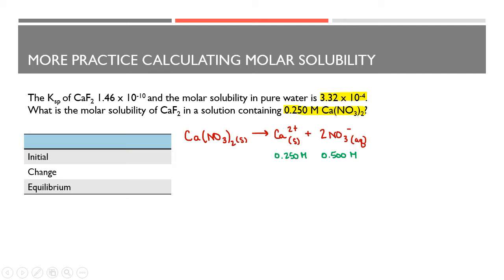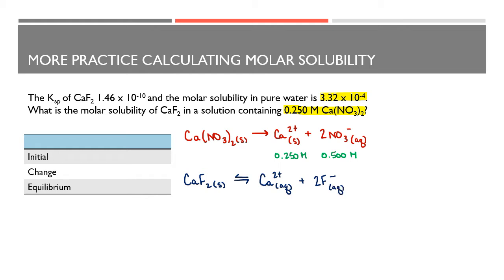Now let's write our equilibrium reaction for the calcium fluoride. So solid calcium fluoride dissolves or is in equilibrium with the ions, the calcium ion in aqueous solution and two fluoride ions in aqueous solution.